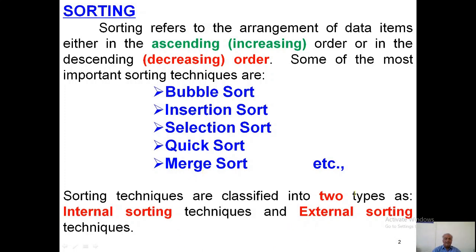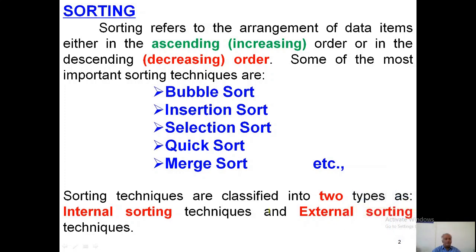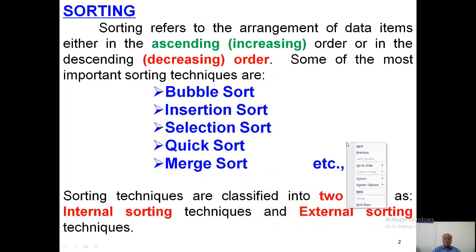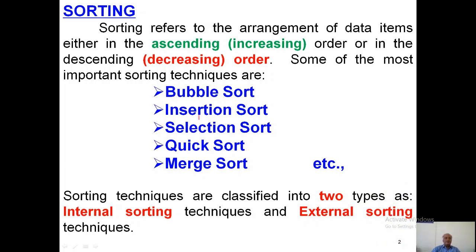Sorting techniques are classified into two types based on their operation as well as their usage. The first one is internal sorting, and the next one is external sorting. So, sorting is the arrangement of elements in ascending or descending order, and there are different techniques: bubble sort, insertion sort, selection sort, quick sort, merge sort.